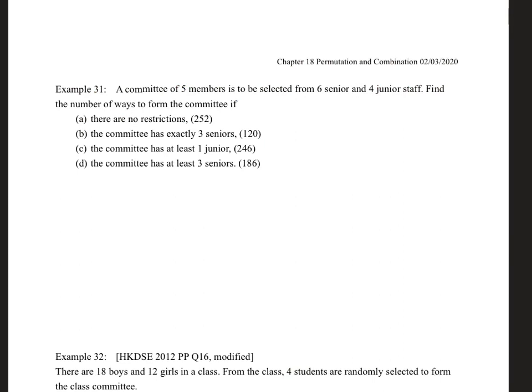After talking about the idea of blocking people, another wording you will see in questions is at least. So let's take a look at how we deal with the question. You want to choose 5 members from 6 senior and 4 junior staff, which means there are a total of 10 people. If there is no restriction, you are choosing 5 members out of 10, so that's 252. Because it's about a committee of members, with no order, we use C.